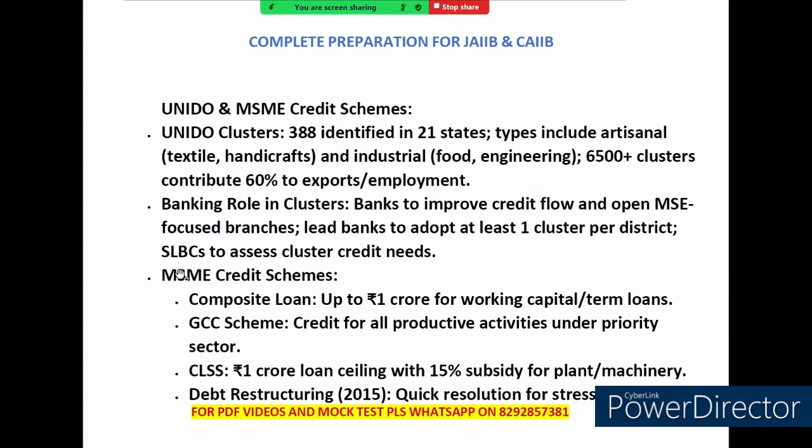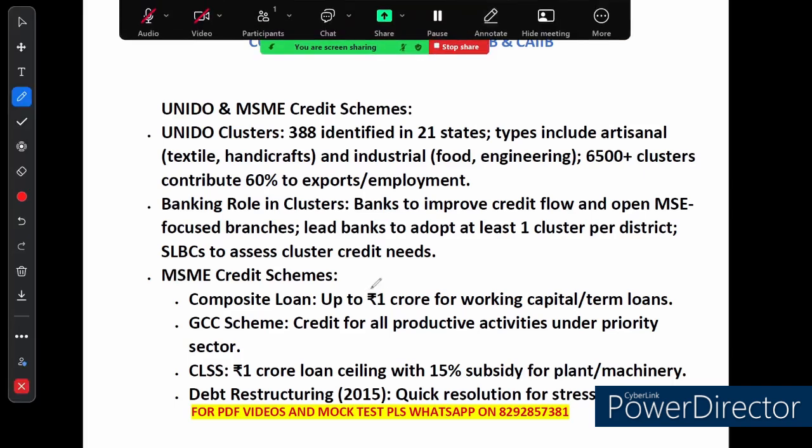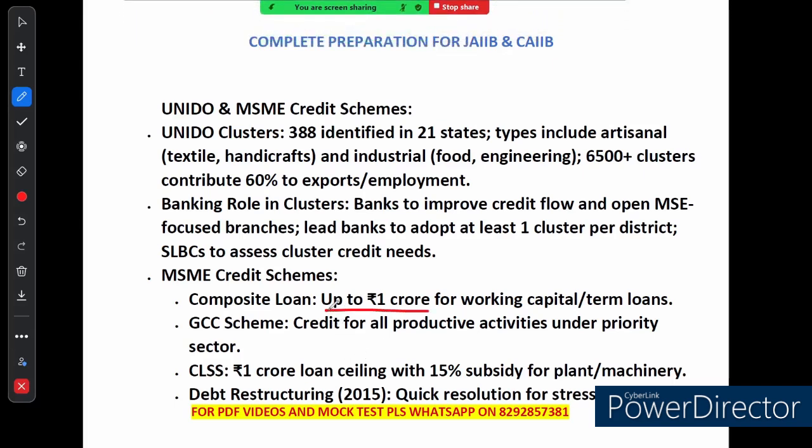Now let's talk about this MSME credit scheme. First thing is composite loan. What is this composite loan all about? Let's try to understand. See, MSME can get a loan up to 1 crore for working capital and term loan combined. So that is called composite loan. There is something called GCC scheme. GCC scheme offers credit for productive activities in the priority sector. So for offering productive activities in the priority sector, this GCC scheme was launched.